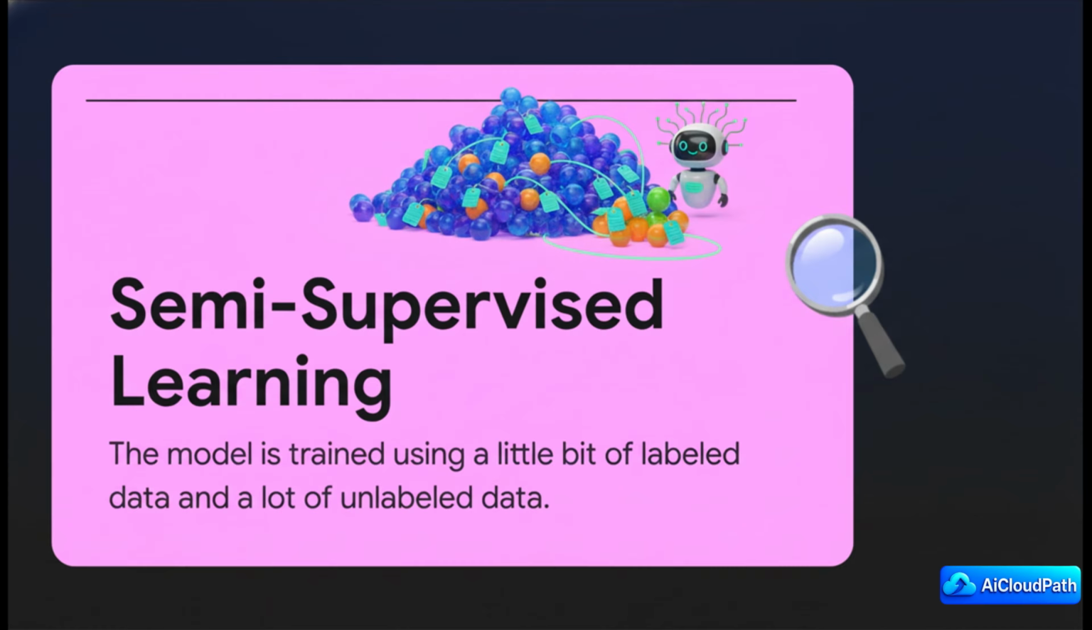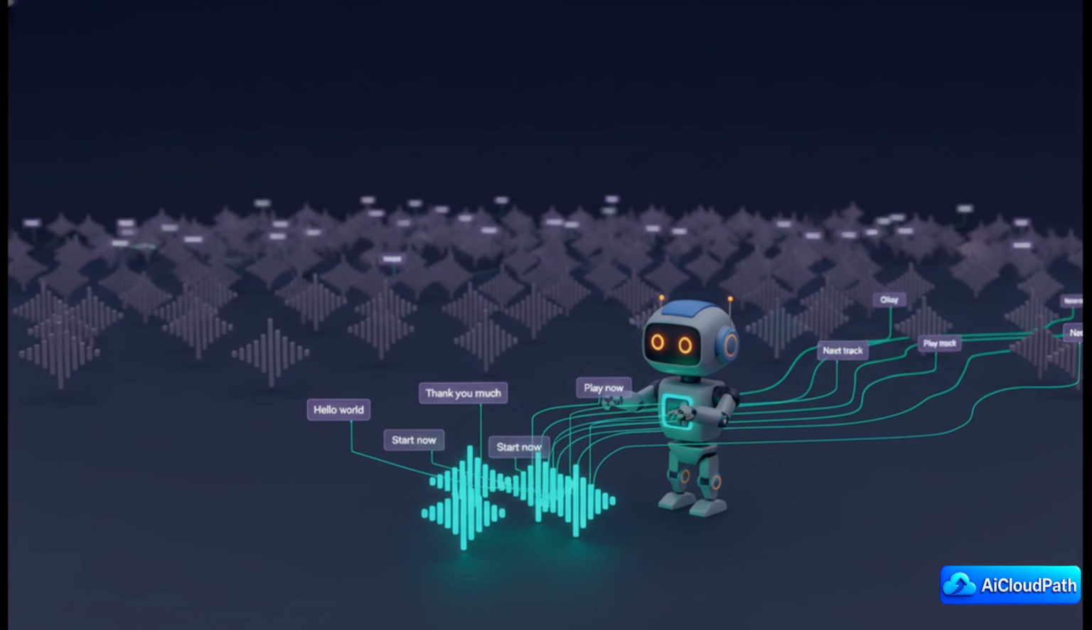Semi-supervised learning is pretty much exactly what it sounds like. It's a practical hybrid. You take a giant pile of data, but instead of labeling all of it, you just label a small, manageable chunk. The model then uses that little bit of labeled data to help it make sense of the much, much larger unlabeled data set. A perfect use case for this is speech recognition.